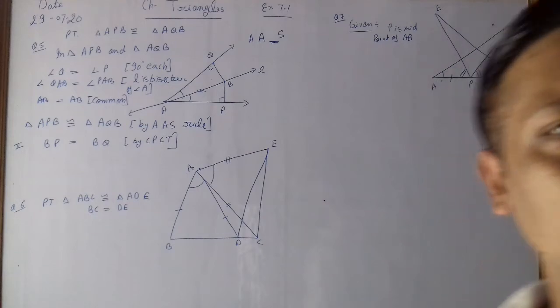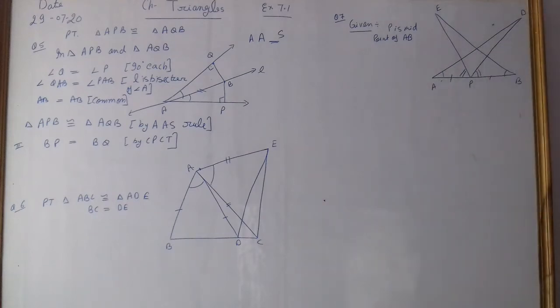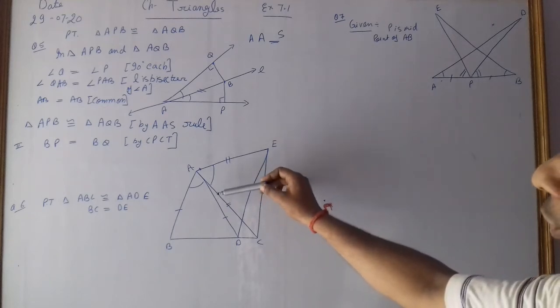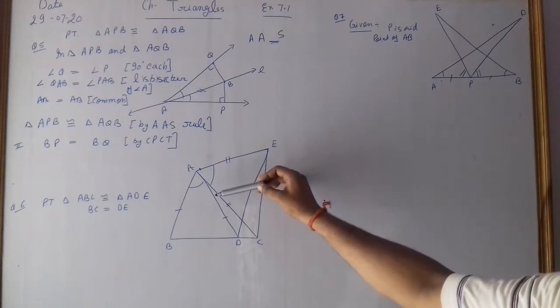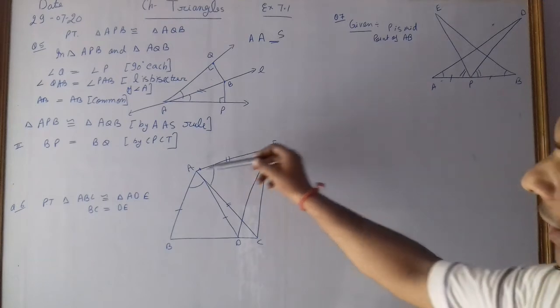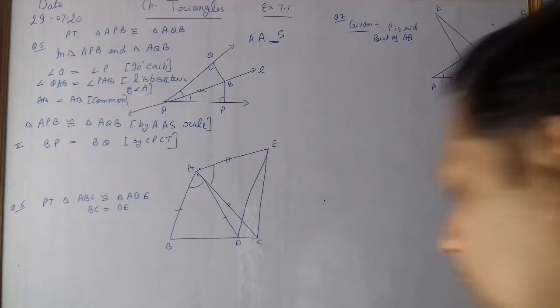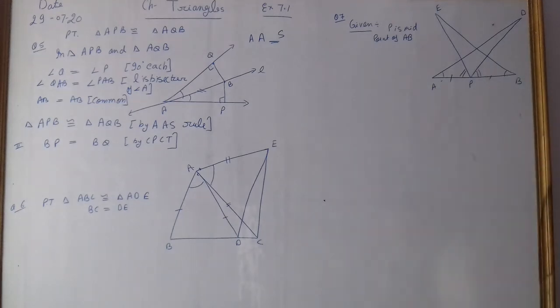Which angle is given? Angle BAD and angle EAC, not this whole one. This small part is not given. We are given only EAC. Then how can we do this? See it.